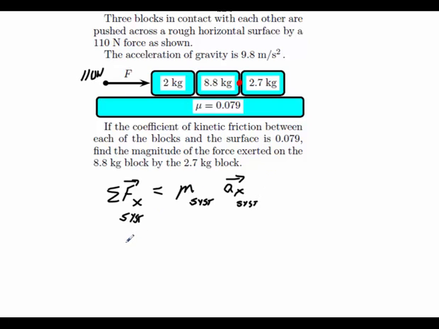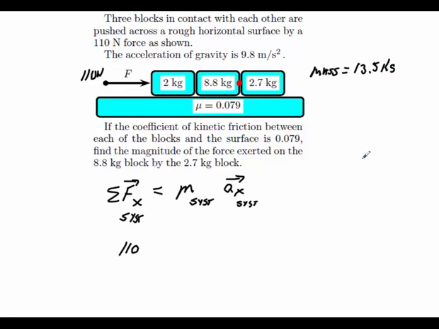So we have 110 newtons being pushed. Now you have friction, so let's talk about this. Isn't the total mass of the system adding all these together, which is going to give me 2.2 plus 8.8 plus 2.7. That gives me 13.5 kilograms.